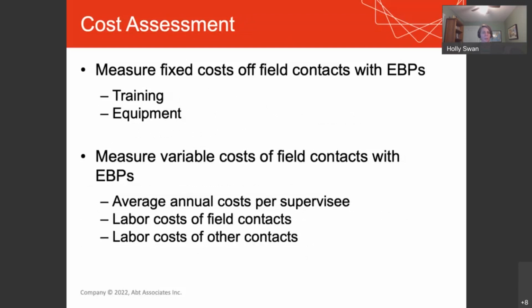Our third component is the cost assessment, and we have 2 measures of cost that we're looking at. One is a measure of fixed costs of field contacts with EBPs, and this includes things like trainings for officers and any equipment or other materials that are required. Then we also have a measure of the variable costs of field contacts with EBPs, and this is essentially a combination of time and salary information.